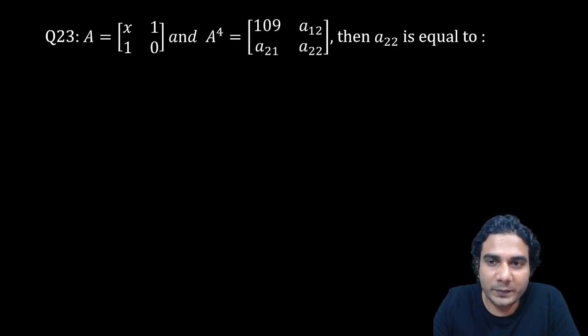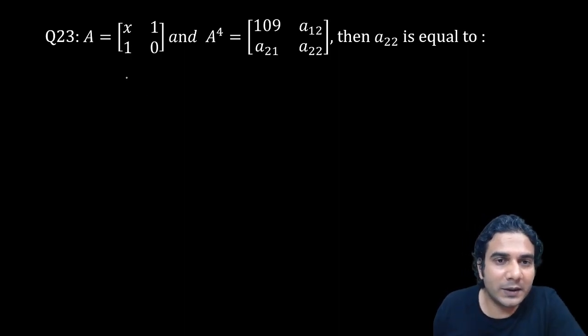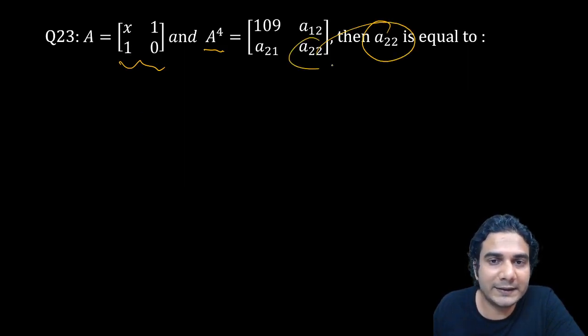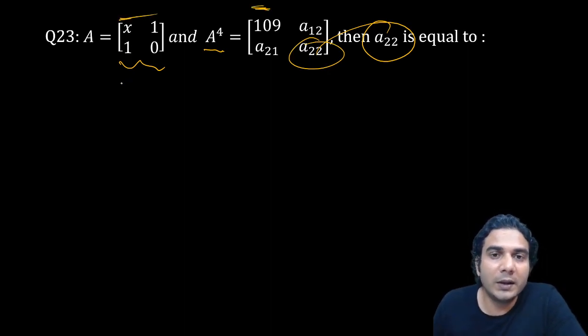All right, so this was a matrices problem, and we need A raised to 4. Obviously A is given and we need A raised to 4, and what is actually required is the A22 element. So we'll have to do squaring and see this element in A raised to 4, which is given, and can be used to find x also, because obviously A raised to 4 will come in terms of x only.